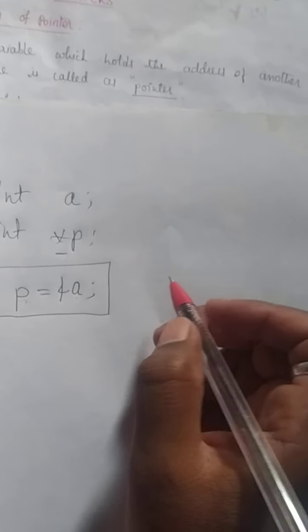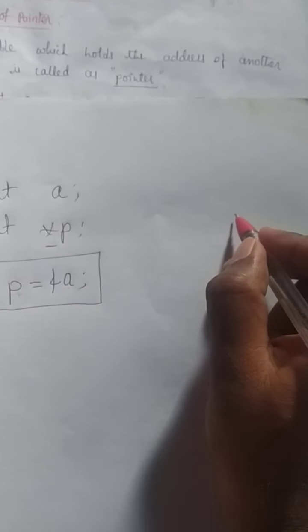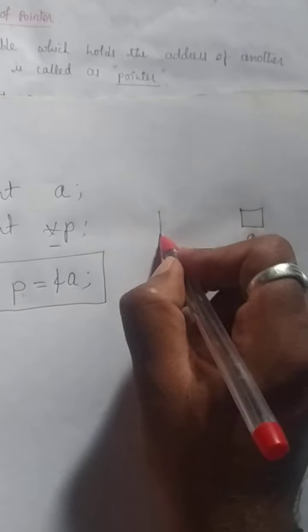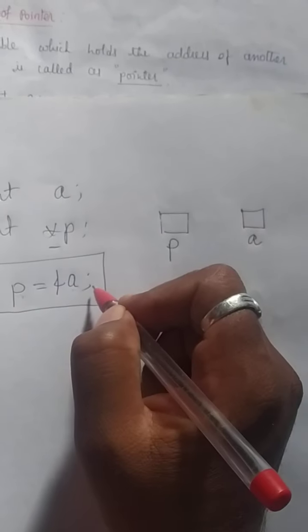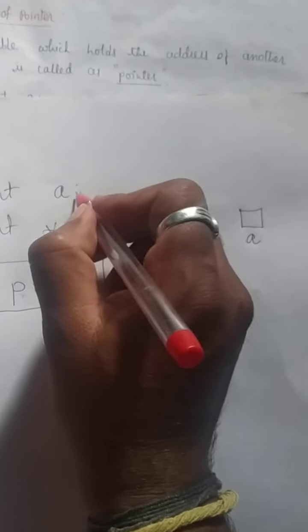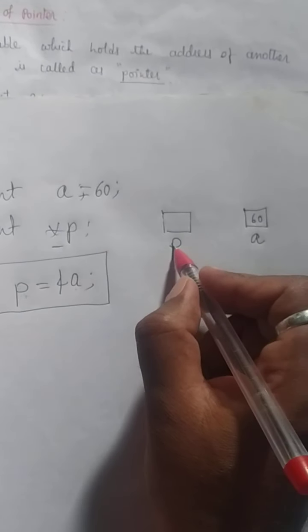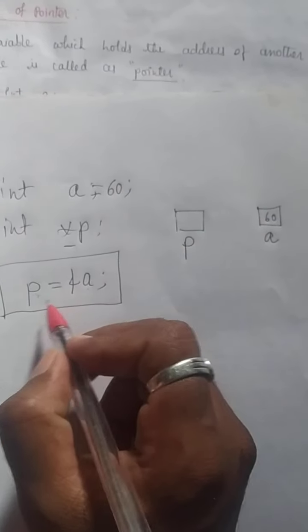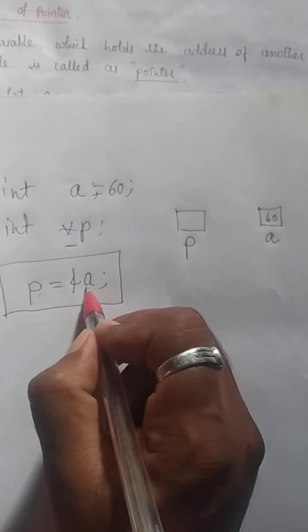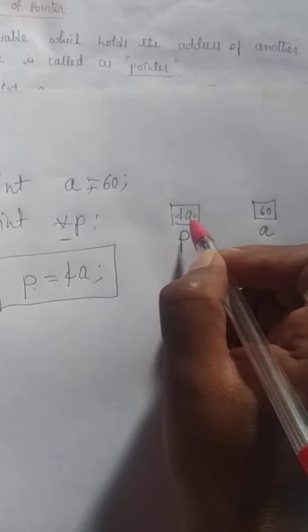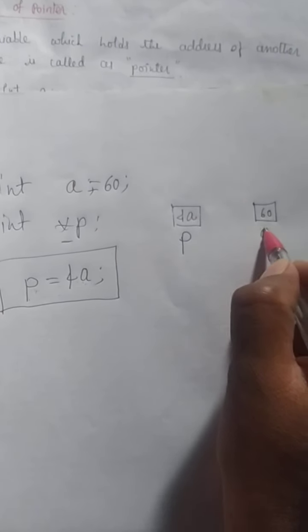So diagrammatically, how can I represent this? See, the first one is a normal variable. I'll declare a here, and p is a pointer variable. I'll declare p here, and you can assign some value also here. a is equal to 60 means a is a variable which holds 60. Now the pointer is declared. Then what is the next statement we have? p is equal to &a. It means this p contains &a. Ampersand indicates the address of this location.